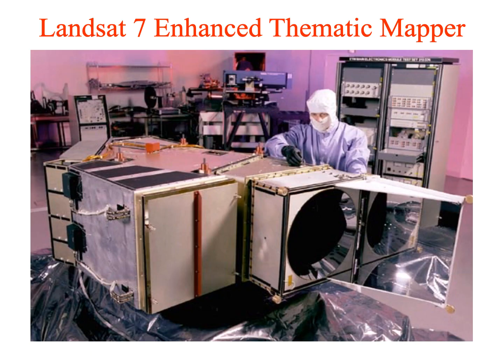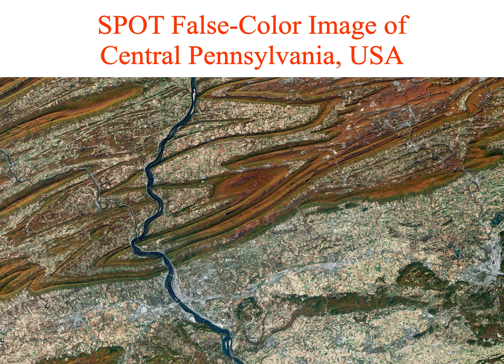Here we can see the Landsat 7 sensor. It's called the Enhanced Thematic Mapper, and it's quite a complex and large device. Spot is able to do false color images, so it's the equivalent of infrared. And here we see an image from central Pennsylvania, USA, and we can see some unique geologic features. They look like folds in the landscape using this false color sensor and its imagery.